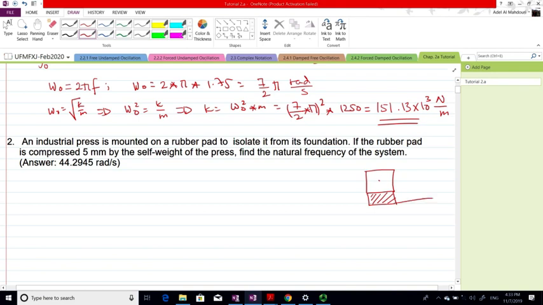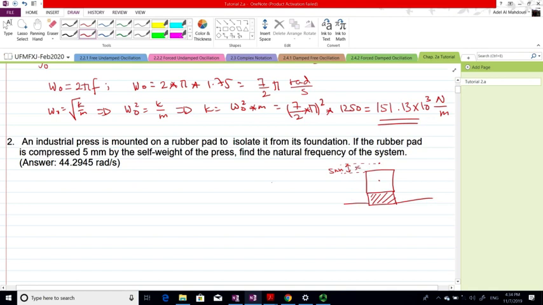So, this is the flow. If the rubber pad is compressed 5 millimeters after applying the force over the bed, because of the press, this center was here, but it became here, about 5 millimeters. So this is the deflection, right? This is the deflection. It was at the center here, then it became here.